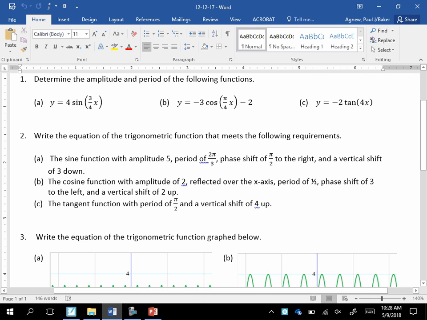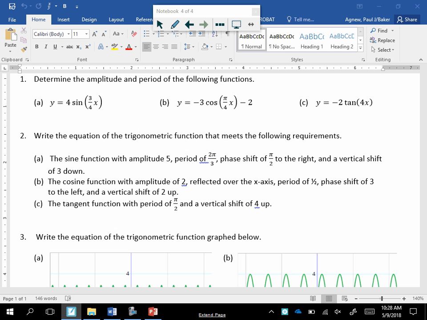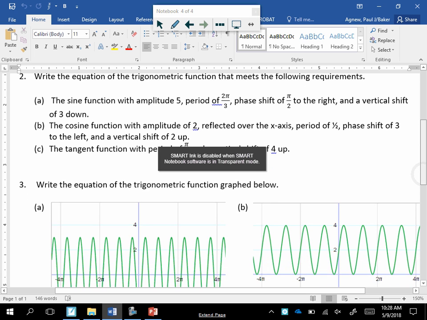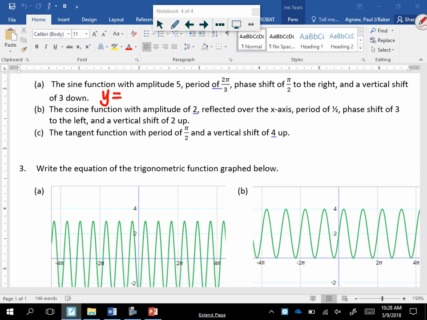So in A, we're told that we want to write the equation of a sine function that has an amplitude of 5, a period of 2 pi over 3, a phase shift of pi over 2 units to the right, and a vertical shift of 3 units down. So it's going to be y equals, it's going to be a sine function. Is it still the opposite like it was with the horizontal shift? Yeah. So then we just got to fill in everything based on what's given.